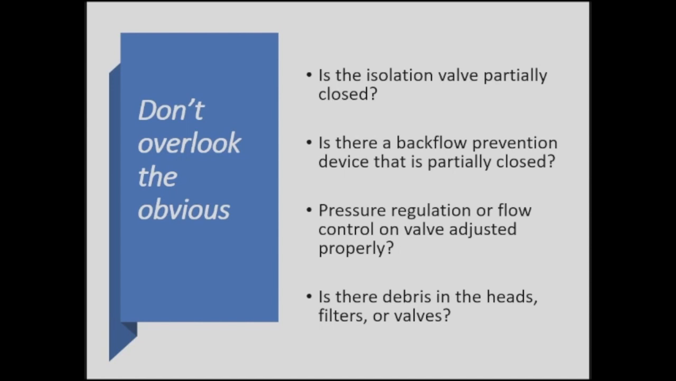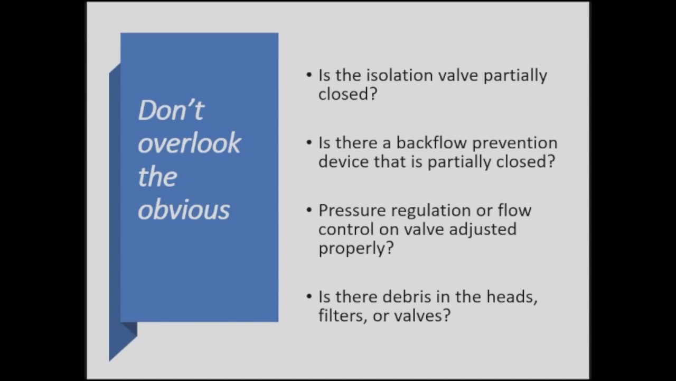So take a look. Is an isolation valve or a backflow prevention or some other sort of meter partially closed? Is it all the way closed? Those are obvious, but that's the first step. Don't overlook those obvious things. And then we also look at debris depending on your water source. Filters and heads and nozzles can get clogged, and those are going to reduce pressure. And in some cases, it doesn't take a lot of debris to create a substantial loss of pressure. So pay attention to those obvious things.